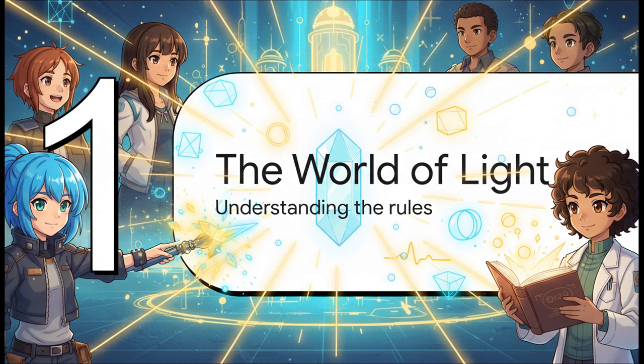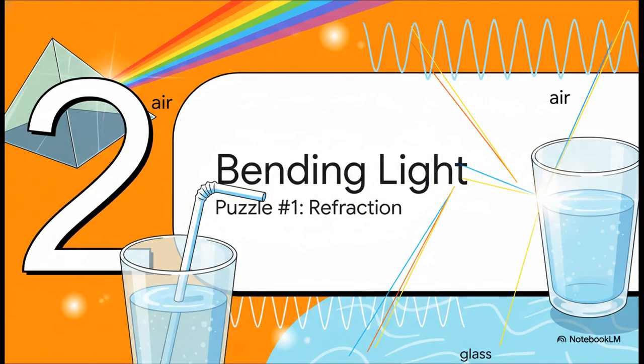So, let's start our quest, shall we? We're going to dive into the exact same concepts that challenge some of the brightest students out there. And the first step is just to get a handle on the absolute basics, the fundamental rules of the game of light. Okay, our first puzzle is all about bending light. You've seen this a million times. It's called refraction. It's what happens when light goes from one thing to another, like from air into a glass of water. It's the reason a straw in a cup looks like it's broken, right?